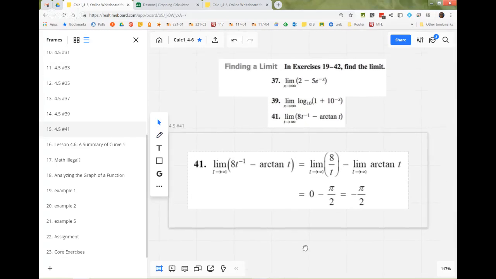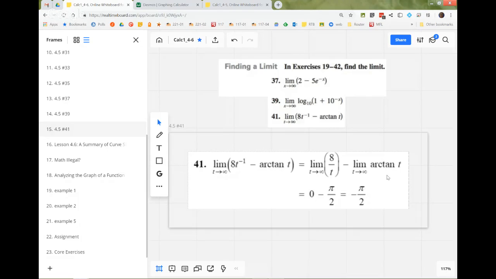Find the limit as t approaches infinity of 8t to the negative 1 minus arctangent t. So 8t to the negative 1, of course, means 8 over t. And we all know that when t approaches infinity, 8 over t is going to approach 0. How about that second part, though? The limit of the arctangent of t as t approaches infinity.